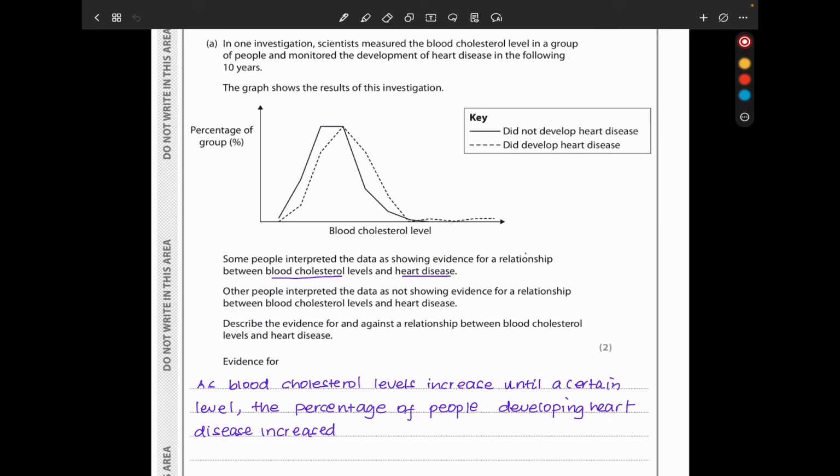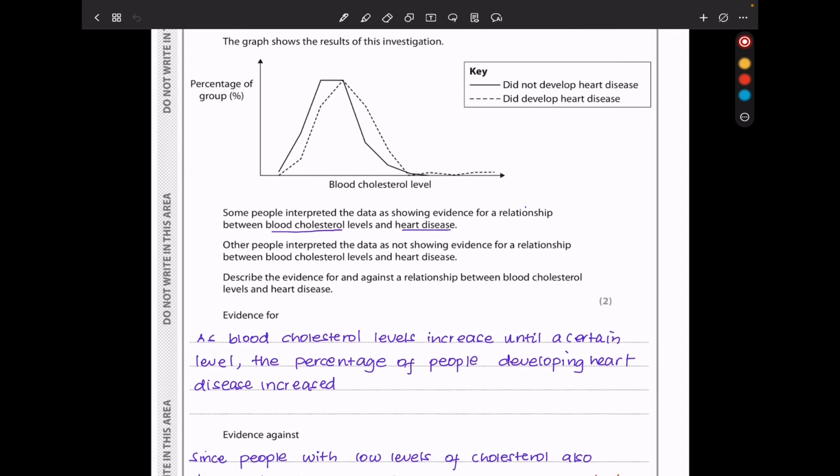On the vertical axis, we see percentage of groups, and then here we can see blood cholesterol. From the key, we can see those that did not develop heart disease, and then those that did develop heart disease. As the concentration of cholesterol increases, the percentage of both groups increases. However, it reaches a peak, and then we see the percentage decreasing. We see there is a greater decrease in those that did not develop heart disease.